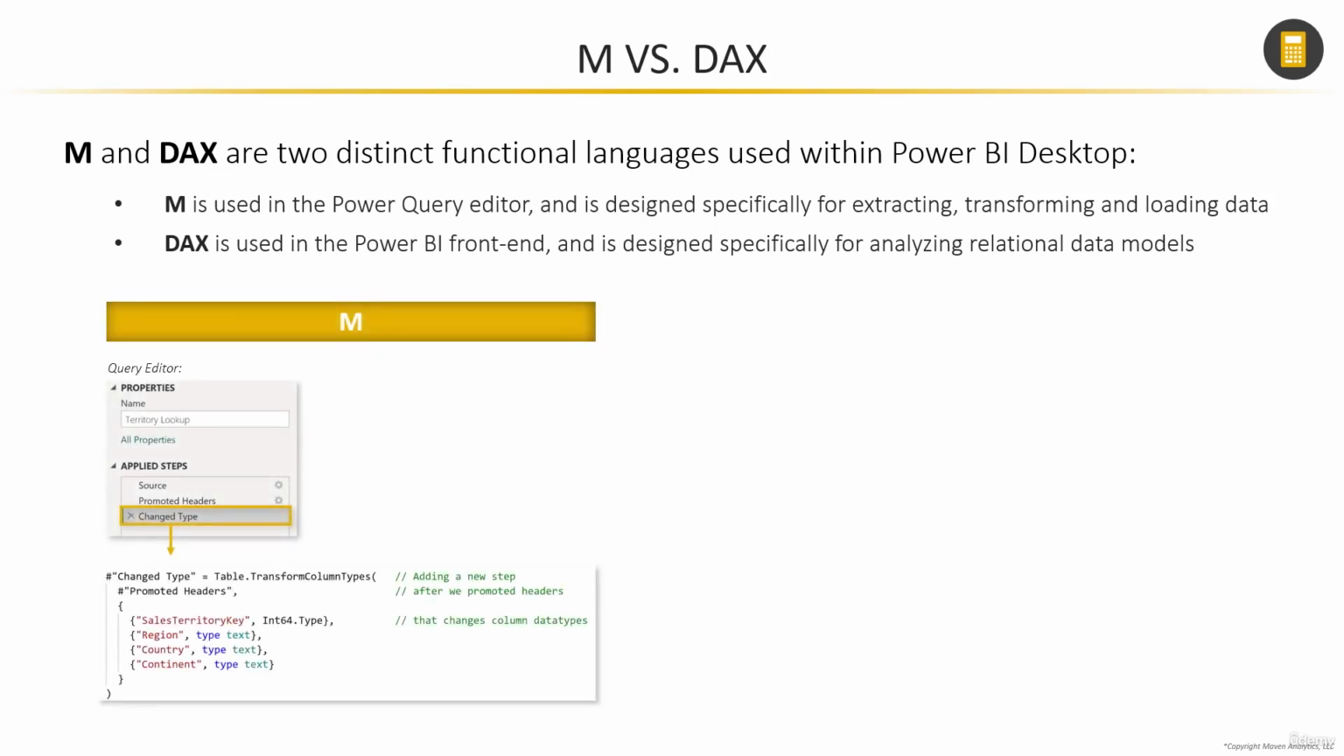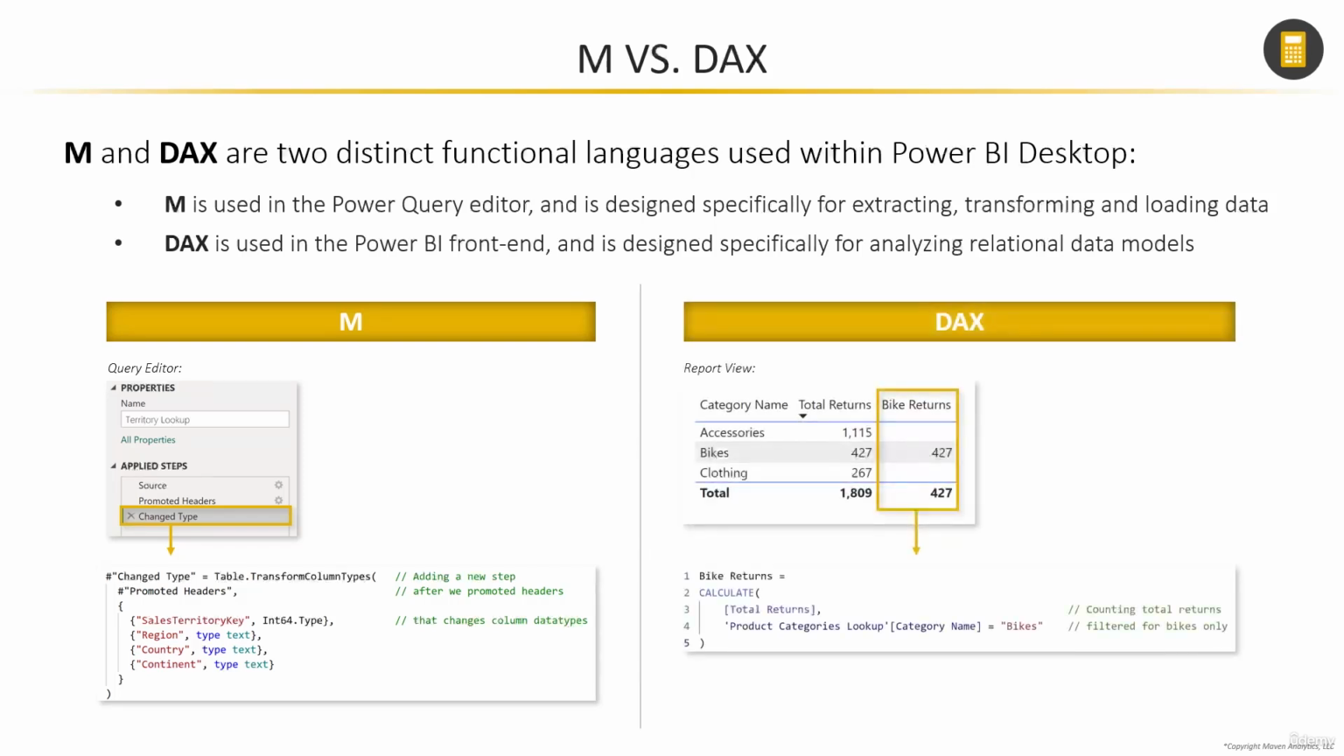So here's an example of some M code that's showing the change type applied step in the territory lookup. From the code comments in green here, we can see that this M code is adding a new step called change type, and that's happening directly after we've promoted the first row to header, and then changes the data types for territory key, region, country, and continent. The M code generated here can only be accessed and edited from within the query editor.